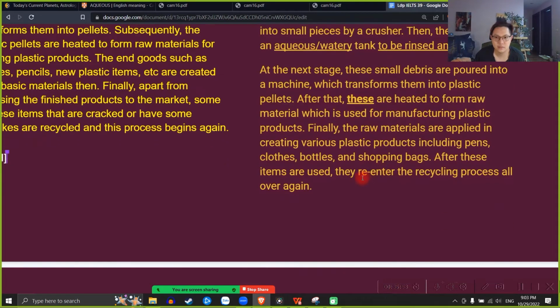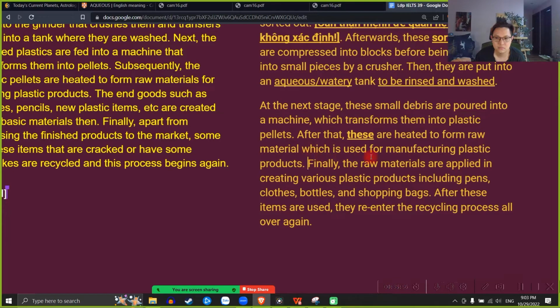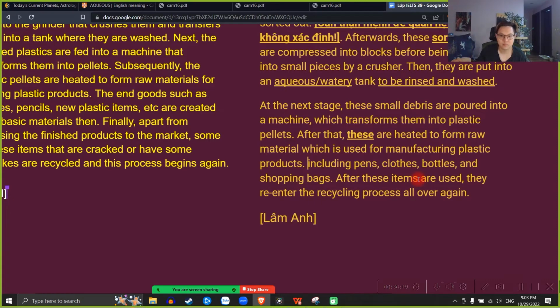Finally, the raw materials are. Lặp lại cái raw material. You repeat the word raw material again. Ủa, cái ý này nó lặp lại bên trên này. This is the same idea like the previous sentence. So just, okay, including pens, clothes, bottle, and shopping bags.